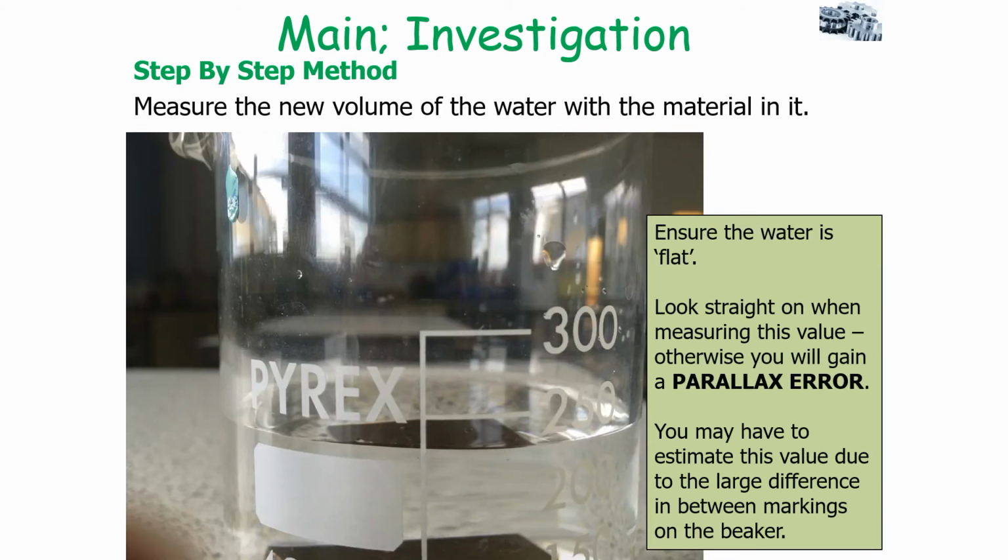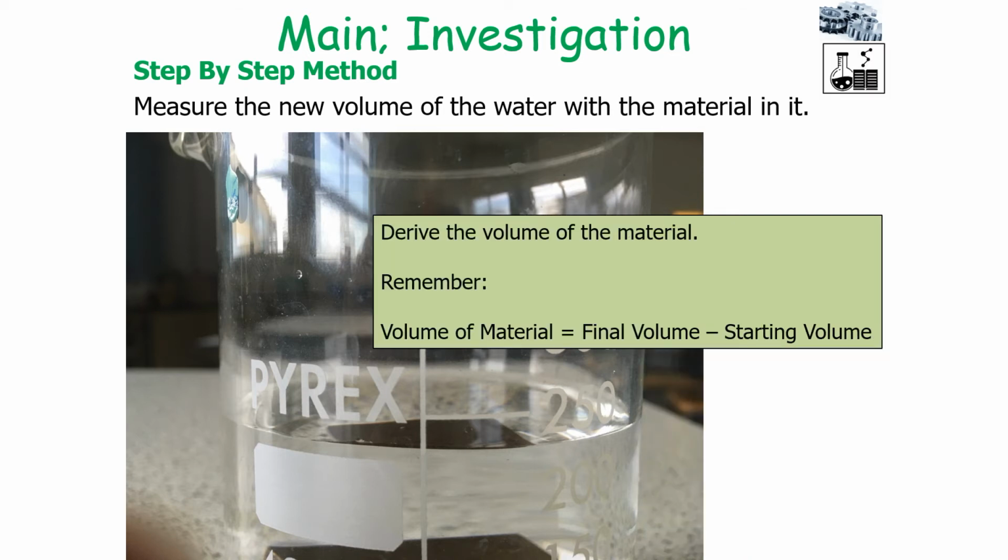Now you'd measure the new volume of the water with the material in it. Remember, ensure the water is flat and you look straight on when measuring this value, otherwise you would gain a parallax error. You may have to estimate the value due to the large differences between the markings on these particular beakers. You can then use that to derive the volume of the material.